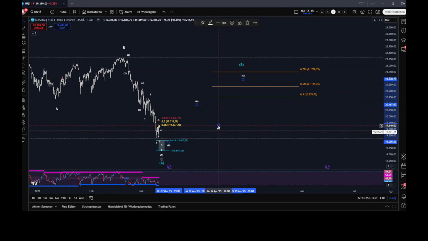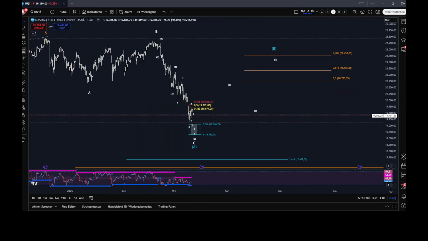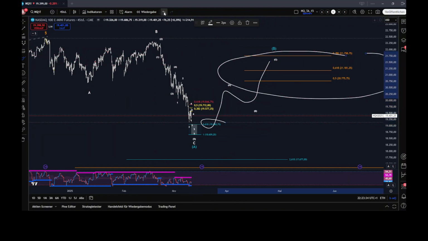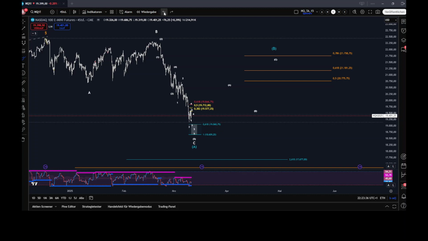Okay, we should get 3 waves up from this low in an A, B, C structure. And this is the target area for this. The B wave is very unpredictable right now. Okay, B waves are like wave 4s, very, very unpredictable. But the target area is between the 50% and the 78.6 FIB retracement levels. So between 20,775 up to 21,758. So this is the target area where this B wave can extend.